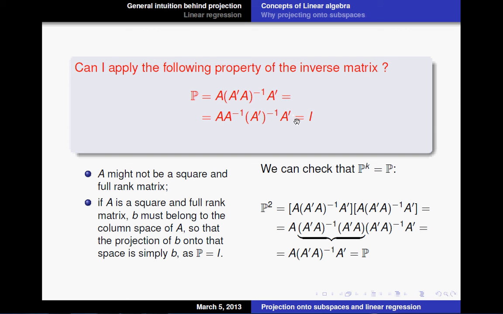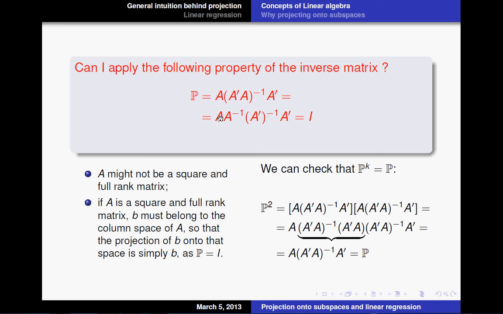Okay, if it would be possible, what we obtain would be the identity matrix. So something is wrong here. What is wrong? Well, it is clear that A might not be a square and full rank matrix, so we cannot compute an inverse of A.